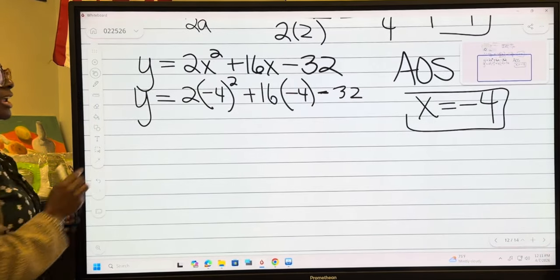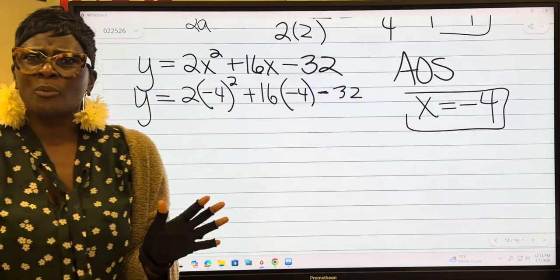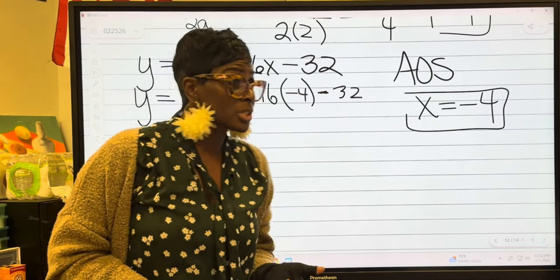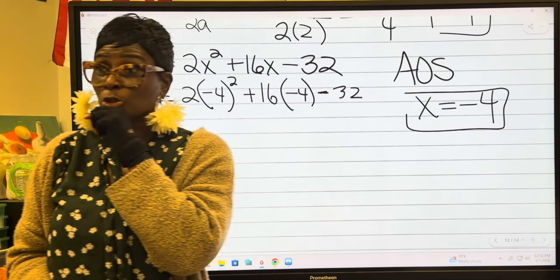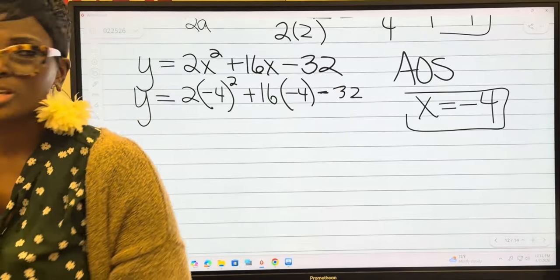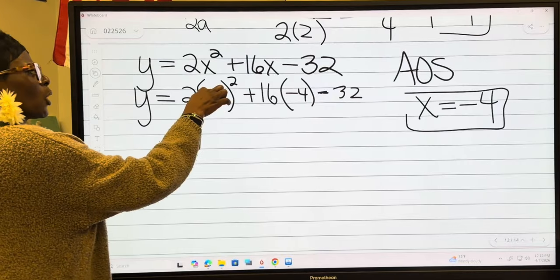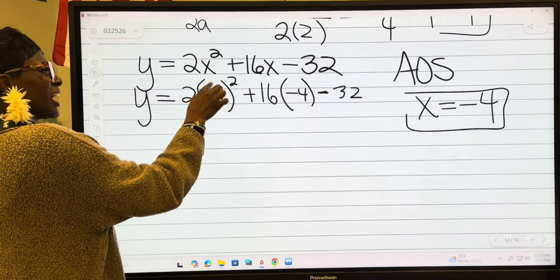Now, we get all the way to this part and we still can make mistakes. What mistake can we make? Not following the order of operations. What does the order of operations tell us to do? Parentheses first. But do I have anything to work in the parentheses? Do I have this to work? No. Is there anything to do in here?